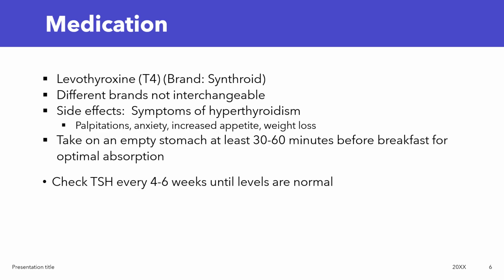The medication that is most commonly used for hypothyroidism is called levothyroxine. Brand name is Synthroid. So for this medication, different brands are not interchangeable. So you might get a little bit different of an effect even at the same dose. The side effects that you may experience with the medication are symptoms of hyperthyroidism, so things like palpitation, anxiety, increased appetite, weight loss. This medication should be taken on an empty stomach 30 to 60 minutes before breakfast for optimal absorption. And TSH is usually checked every 4 to 6 weeks until levels are normal.